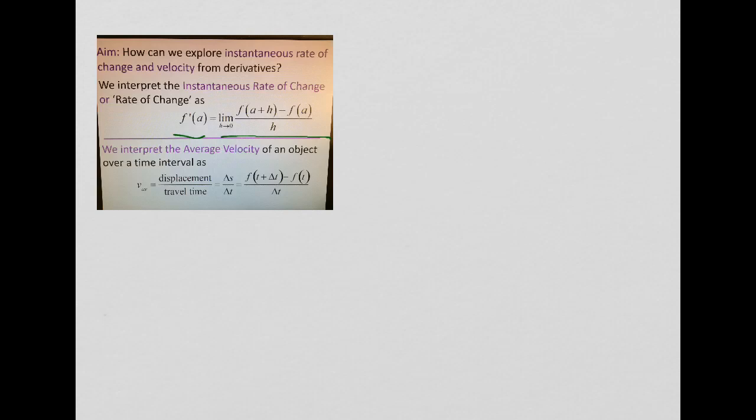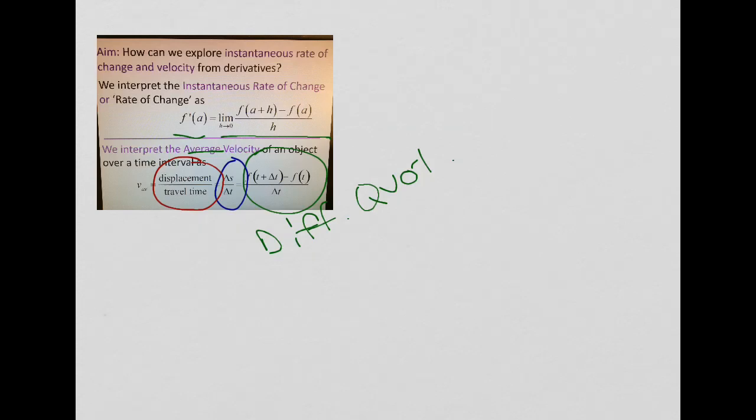Now, if it asks for you to do the average velocity, that means that you're back to looking at your difference quotient. And the reason for this is because we just need the change of s over the change of t. So once again, average rate of change, we need the difference quotient. Average velocity, we need the difference quotient. That's because it's the displacement over your travel time. That's it. I keep repeating this so that you get it.